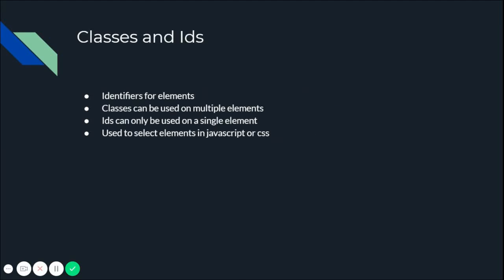Classes and IDs are very important in front-end development. We can think of them as names for our elements. They are attributes. The difference between them is that classes can be used to name multiple elements, whereas IDs can only be used in a single element. We will use these names in order to select elements in JavaScript or CSS.